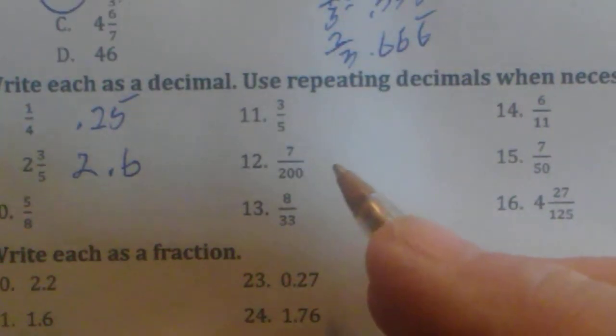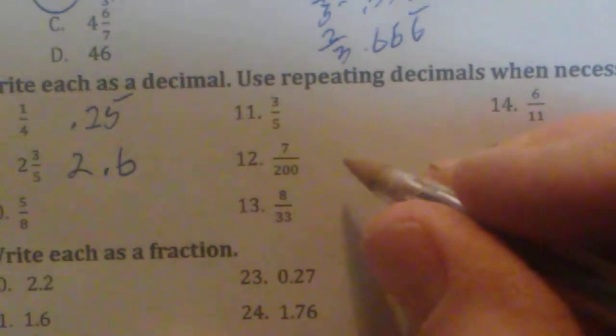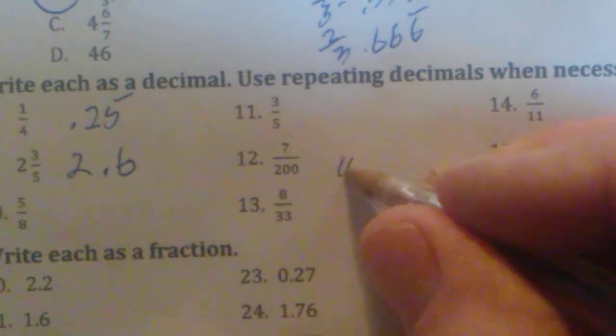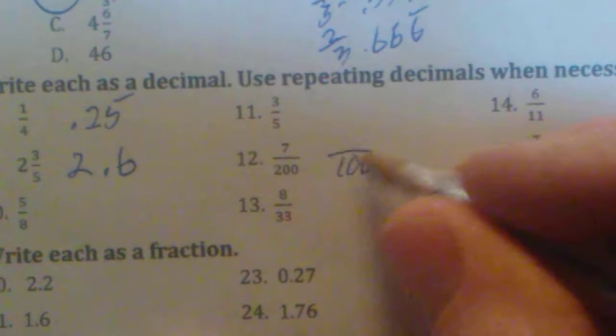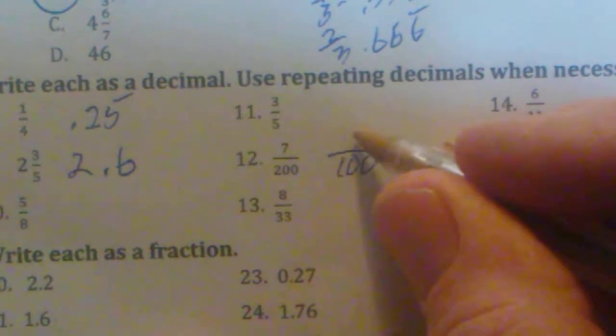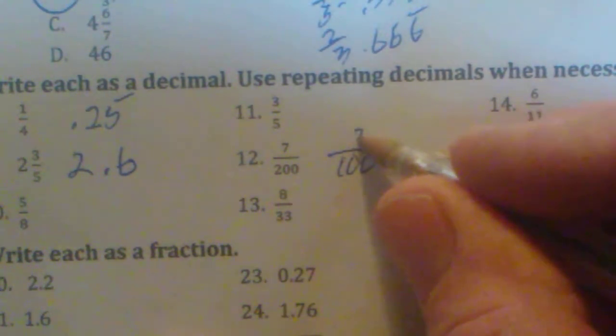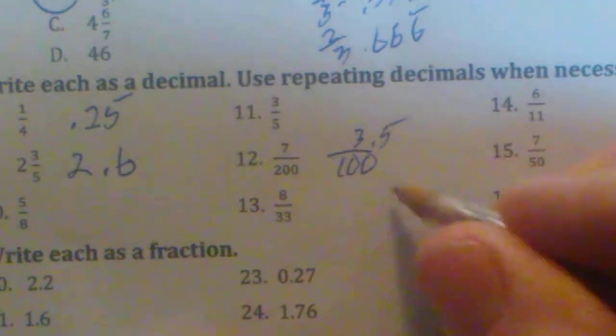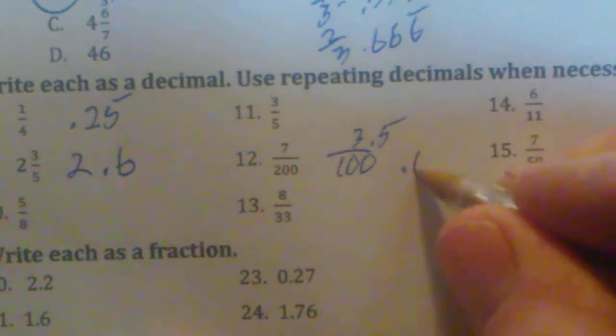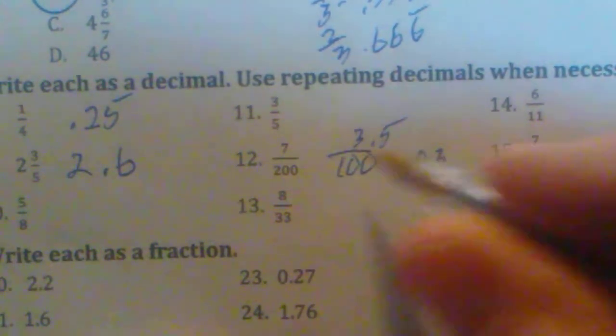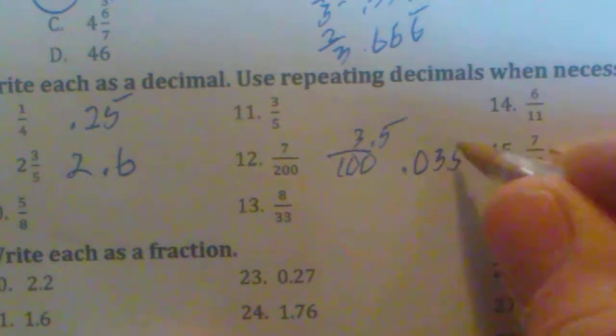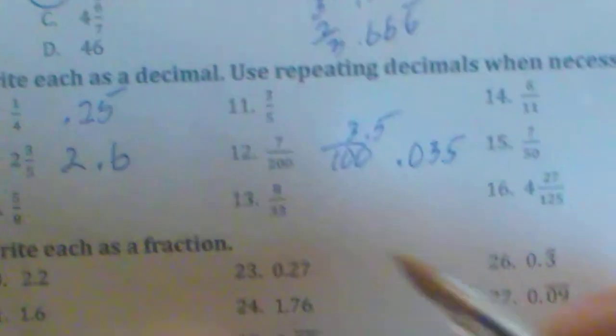7/200ths. Well, we want hundredths. Hundredths would be half of that, so you take half. Half of 7 is 3.5. And in hundredths that's 0.035, 3.5 hundredths. But you can just put it in your calculator and get the answer.